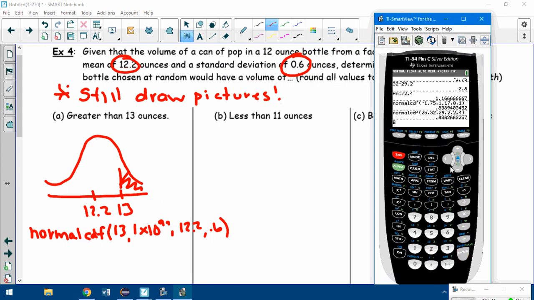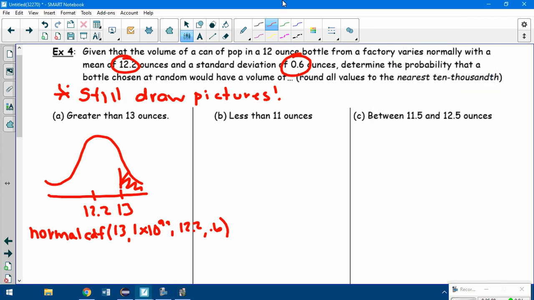So second bars, normal CDF, going from 13 to infinity, with a mean of 12.2 and a standard deviation of 0.6. And to the nearest 10,000, so 4 decimal places, would be 0.0912. So a pretty low chance that it'd be that heavy. But look at how much faster that is than doing all the z-score stuff.